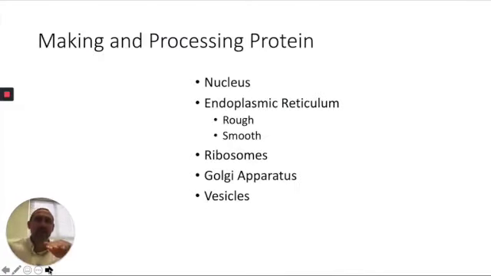Here's another category. This category is making and processing protein. So here are the organelles involved in making and processing protein. We have things like the nucleus, endoplasmic reticulum, ribosomes, Golgi apparatus, and vesicles.